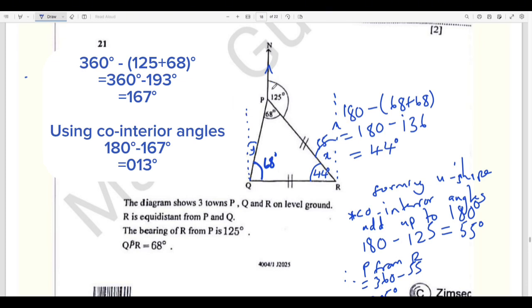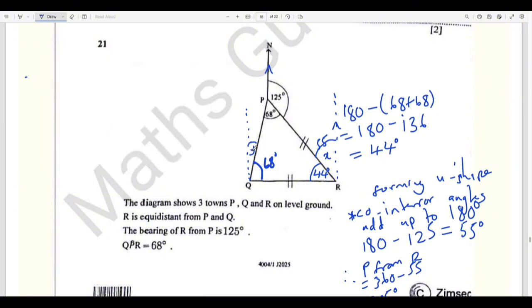We can also use an alternative method, which I wouldn't highly recommend, but it's another one you can use. We've already found that 125 plus 68 is equal to 193. We're simply going to say the bearing of Q from P, we've already determined, is 125 plus 68, giving us 193. 8 plus 5 is 13. 6 plus 2 is 8, plus 1 gives us a 9. And then 1 plus 0 gives us just a 1. So Q from P would be equal to 193 degrees.